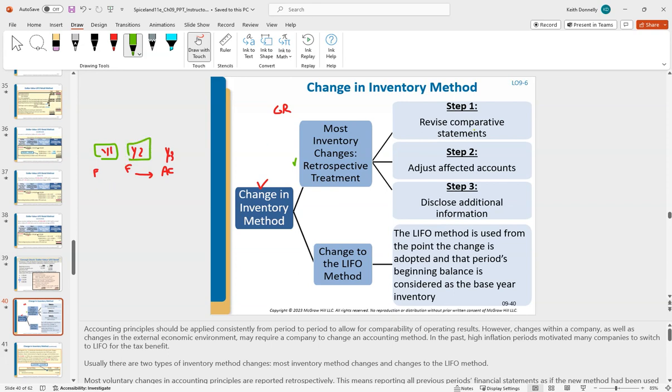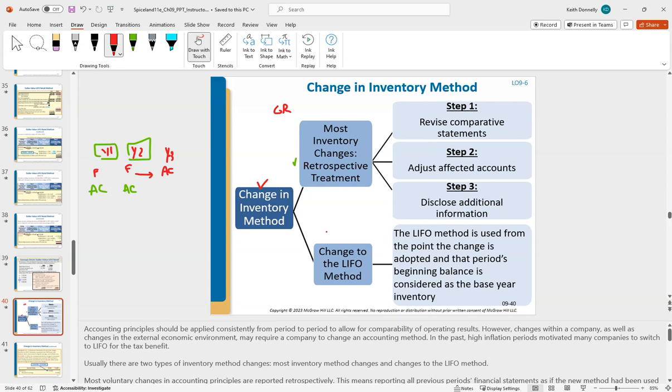And what that means here, retrospective treatment, is you will go back to year one and year two, and essentially you will revise those financial statements as if you used the average cost method. You'll adjust the affected accounts, and you will make a disclosure there to account for that.